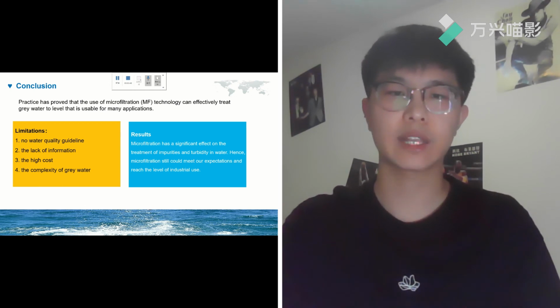Firstly, there is no water quality guideline in the manufacturing industry. Then, there is a lack of information on different manufacturing industries, and the high cost of microfiltration technologies are barriers to this research. Finally, because of the complexity of grey water, sometimes it is difficult to achieve the effect of reuse only by microfiltration. According to previous literature and experiments, microfiltration has a significant effect on the treatment of impurities and turbidity in water. Hence, this proposal demonstrates the potential of microfiltration technology for grey water reuse in manufacturing.